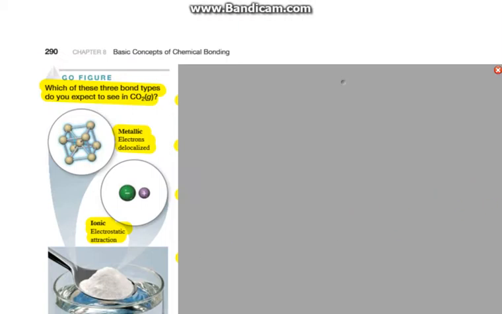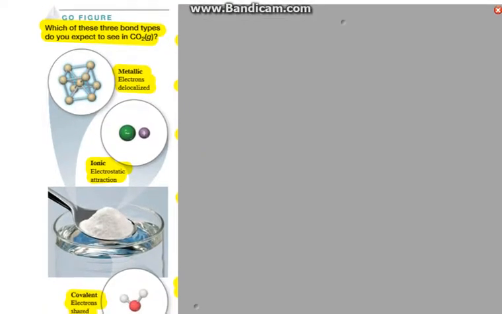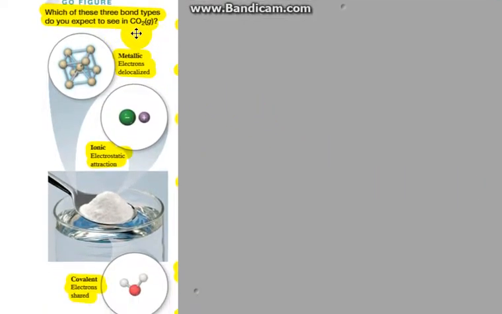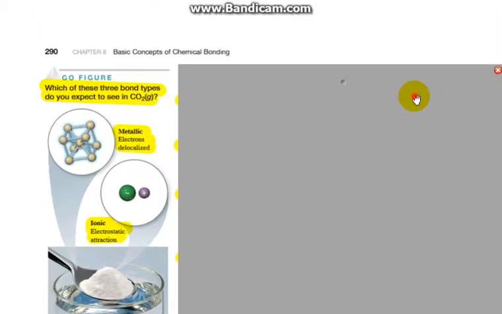So the question up here is, what type of bonding would you expect to see in CO2, carbon dioxide gas? Is it metallic, ionic, or covalent? So of course, C and O are both from the right-hand side of the periodic table. So of course, that's covalent bonding. Bonding between nonmetals that results in a covalent bond.